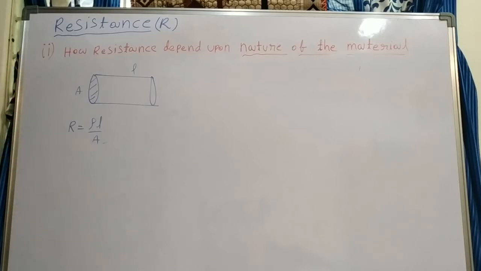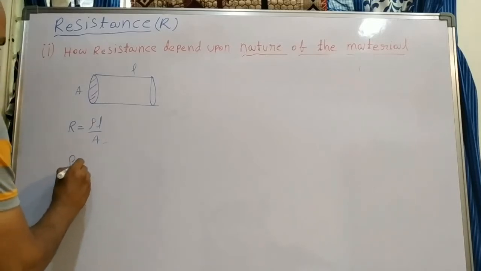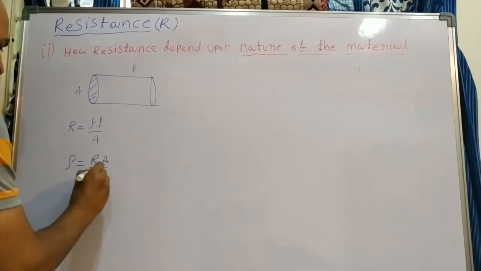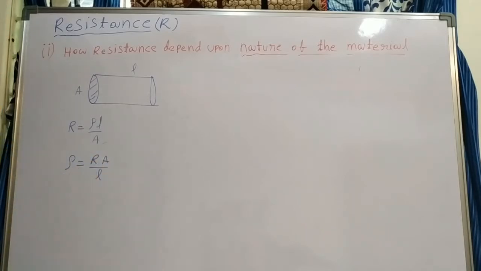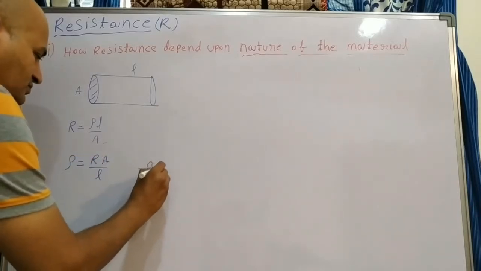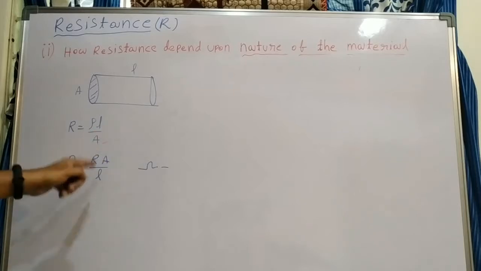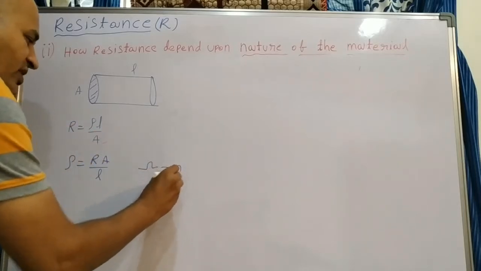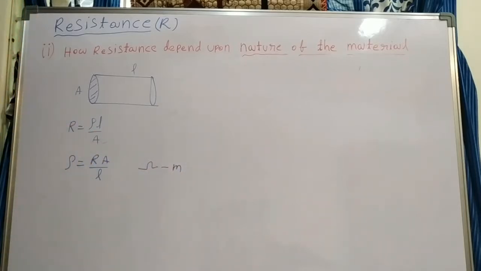How do we define resistivity? We can write rho is equal to RA by L. It is the resistance of a conductor having unit length and unit cross sectional area. What are the units? Resistance is in ohms, area in meter square, and length in meter. So ohm meter is the unit of resistivity or specific resistance.